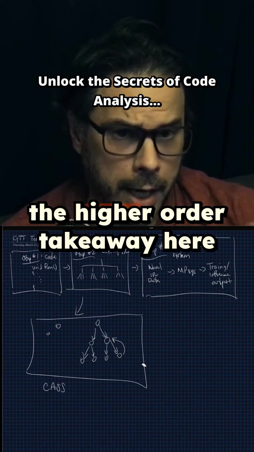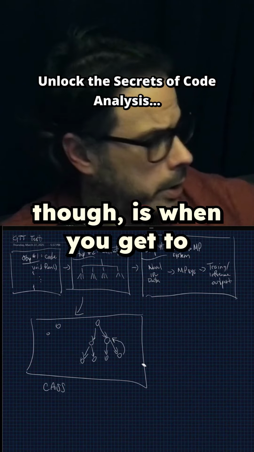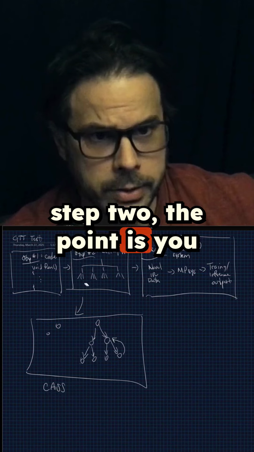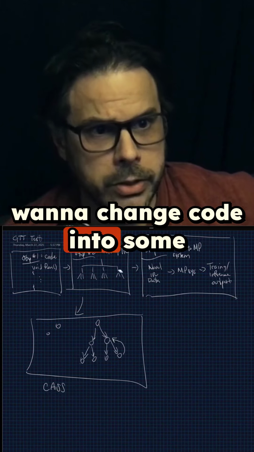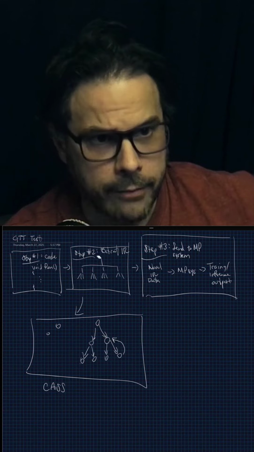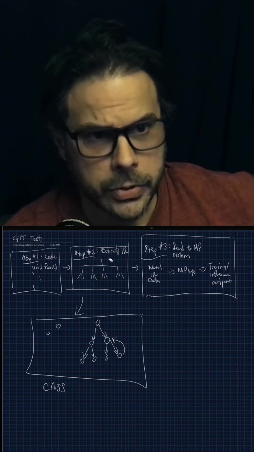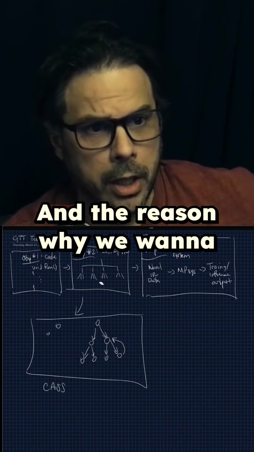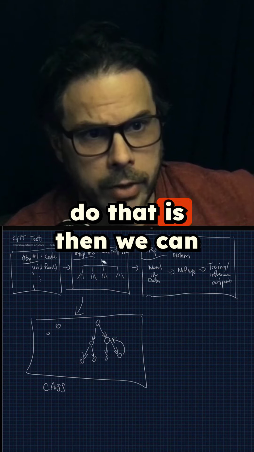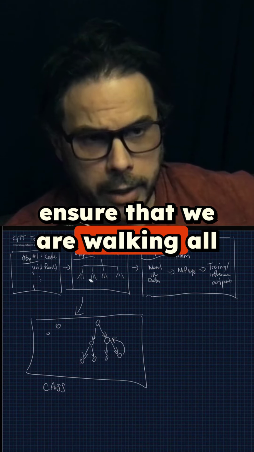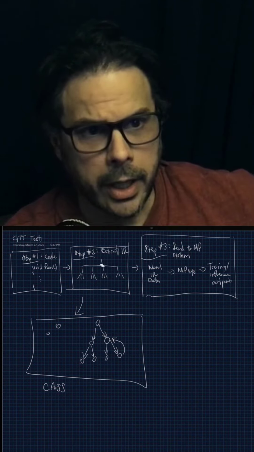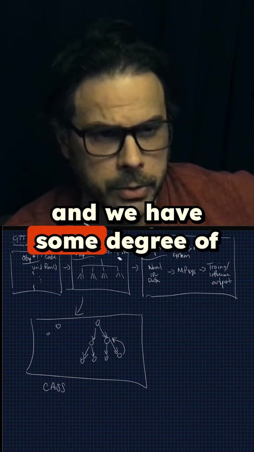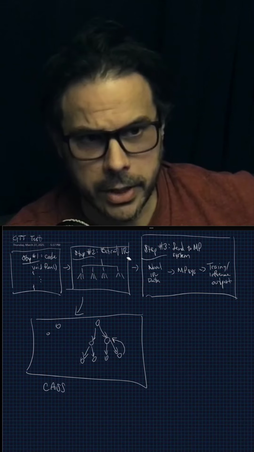So the higher order takeaway here, though, is when you get to step 2, the point is you want to change code into some graphical structure, some structure in computer science that either exists or we invent. And the reason why we want to do that is then we can ensure that we are walking all of the code and we have some degree of confidence for exhaustiveness.